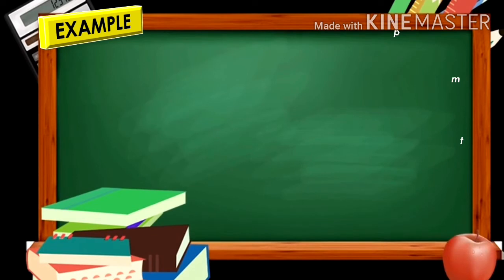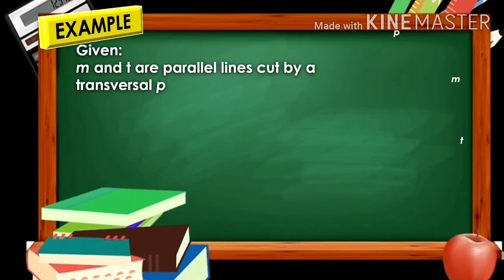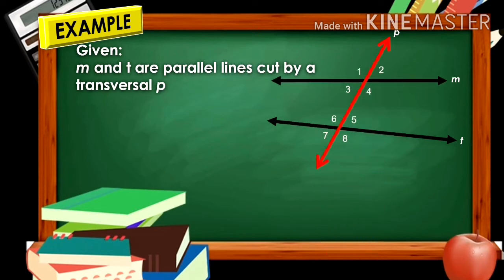So let's have the example. Given M and T are parallel lines cut by a transversal P. So as seen in the illustration, we have this one.